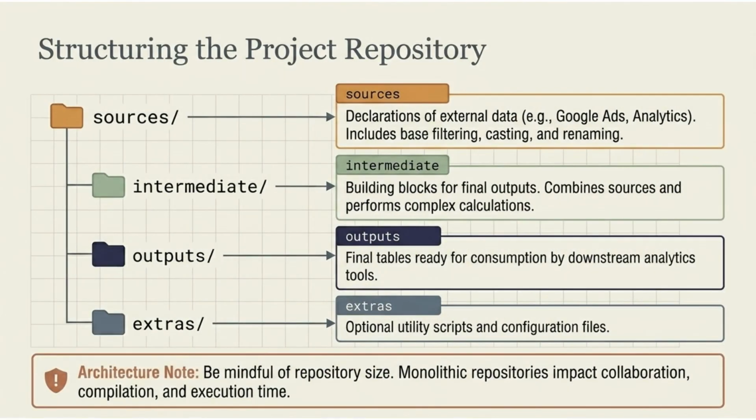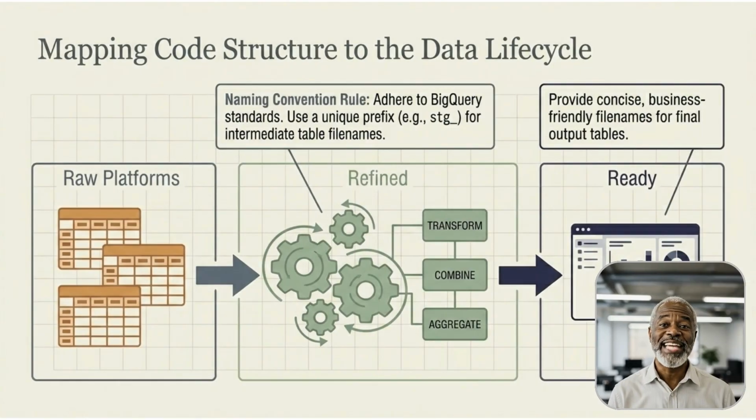When structuring your project repository, separate your SQL code into folders: sources, intermediate, and outputs. Sources contain external data declarations, intermediate holds building blocks for final outputs, and outputs are the final tables for consumption. The code structure maps to the data lifecycle: raw, refined, and ready. Adhere to BigQuery naming conventions, using a unique prefix for intermediate table file names and concise, business-friendly file names for final output tables.